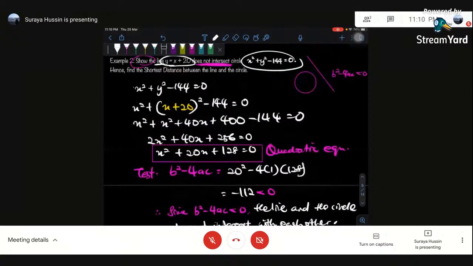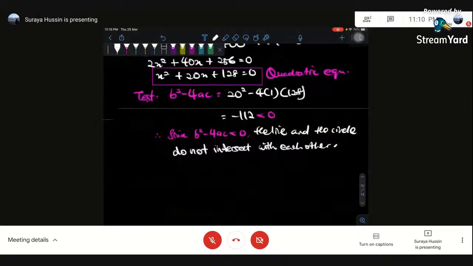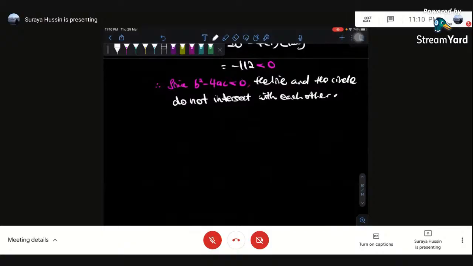Tapi itu baru soalan yang pertama. Itu baru bahagian show. And then dia suruh cari find the shortest distance pula. So to find the shortest distance, okay, dekat sini kita perlu lukis. So dekat sini Miss nak lukis. Kita dah tahu, kita dah show, kita memang dah confirm dia tidak akan sama-sama, betul tak? Okay, dekat sini semua orang kena listen very carefully here.